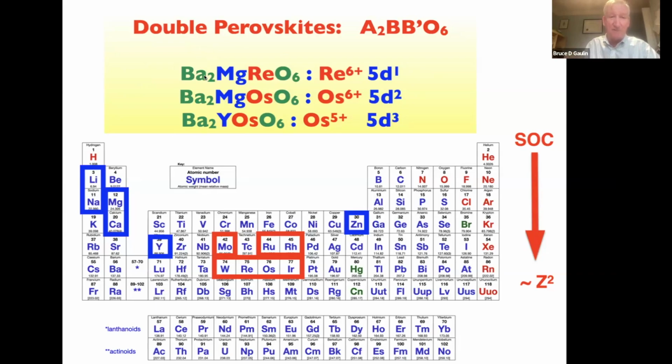The barium, of course, is in a 2 plus oxidation state, the oxygen in a 2 minus. So that means that the total oxidation state of the B and B prime sites, which are in this case magnesium and rhenium.